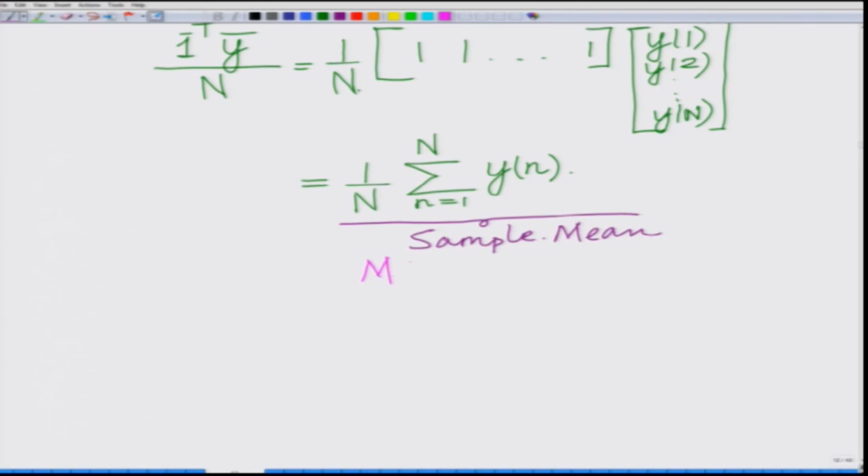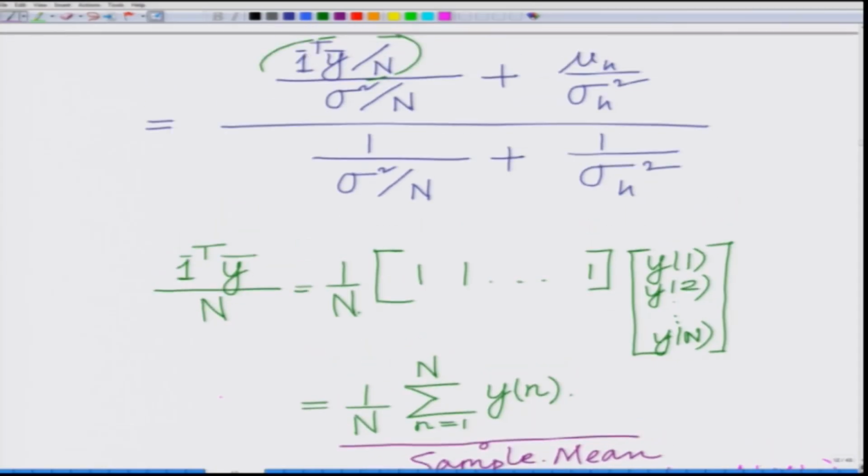Some people who have done the previous course might remember, this is the maximum likelihood estimate. So the first component, 1 bar transpose y bar divided by n, which is nothing but 1 over n summation n equal to 1 to capital N y of n, is basically the average of the observations. This is known as the sample mean. This is also the maximum likelihood estimate.